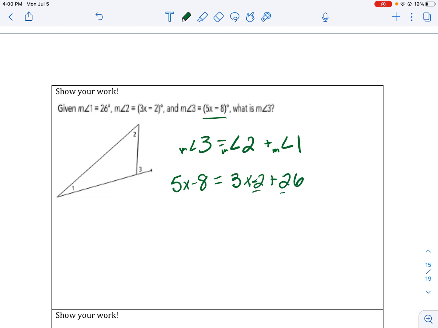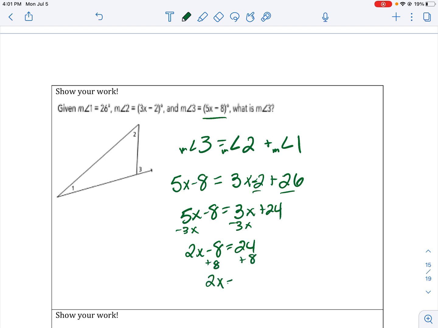So I have like terms on the right. 5x minus 8 equals 3x plus 24. I'm going to move all of my variables to one side of my equation. And I'm going to eliminate all constants that are on the same side as my variable. Equals 32 divided by 2. X equals 16. So I found my x value, but I did not yet answer the question.